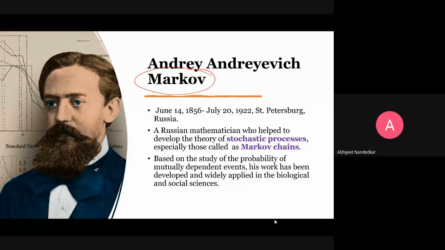So the development is actually very old. It came in 1856, you can see. Markov was from Russia. He's a Russian mathematician who helped to develop the theory of stochastic processes, especially called Markov chains. Based on the study of the probability of mutually dependent events, his work has been developed and widely applied in the biological and social sciences.